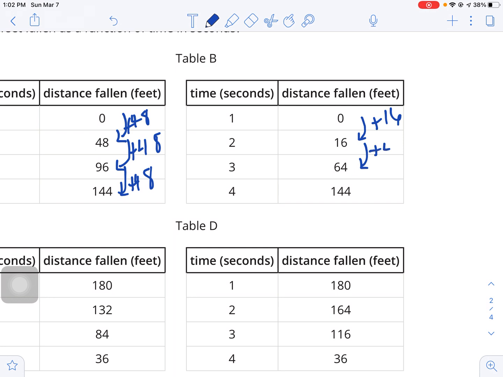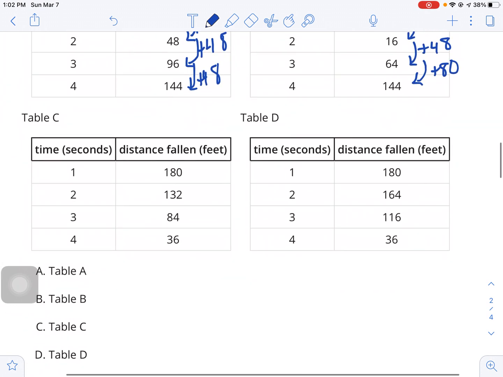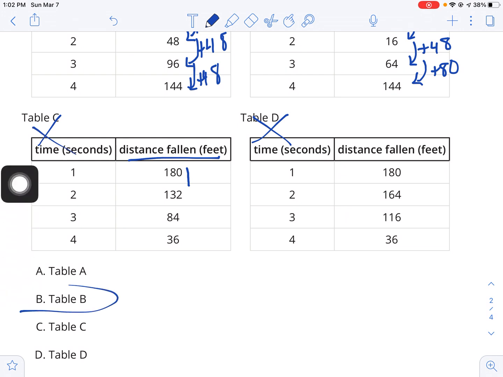Got a 48 here. And so this could be the one. It's increasing at an increasing rate. And so here we go, up 80. So yeah, I think table B. Looking at table C and D, distance fallen is a positive increasing value, because as time goes on, the distance fallen increases. So neither of these tables increase, so that would be out. So I would circle table B here.